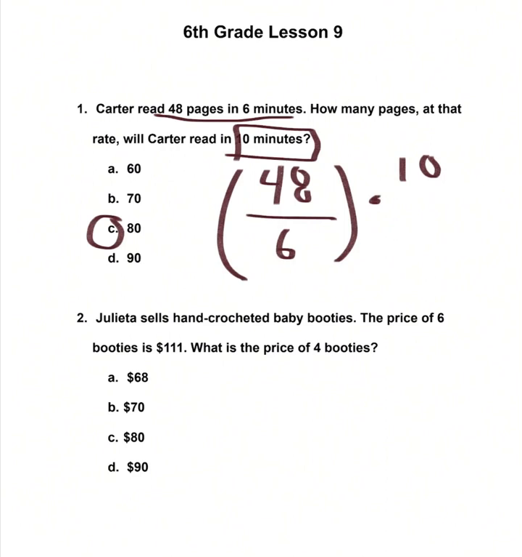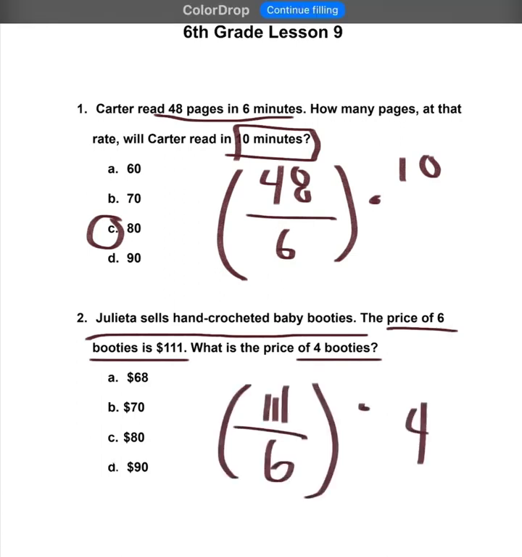So for number 2, Julieta sells hand crocheted baby booties. The price of 6 booties is 111. What is the price of 4 booties? So to find the price of 4 booties, when the price of 6 booties is 111, the price per booty would be 111 divided by 6, which is 18.5.